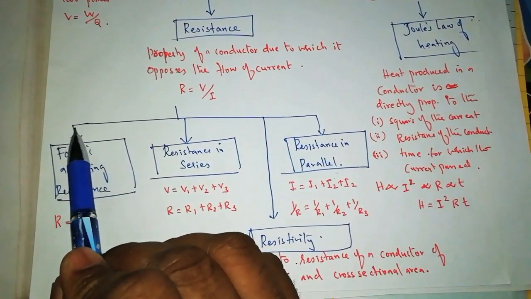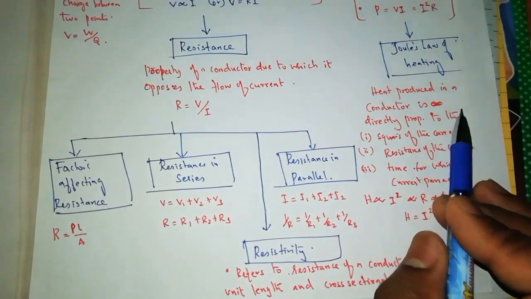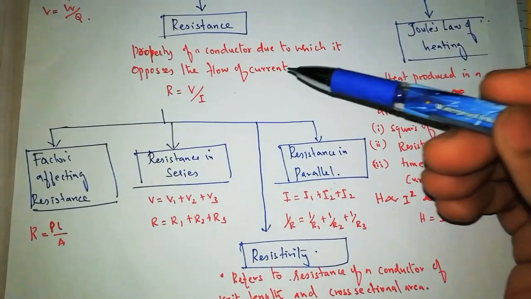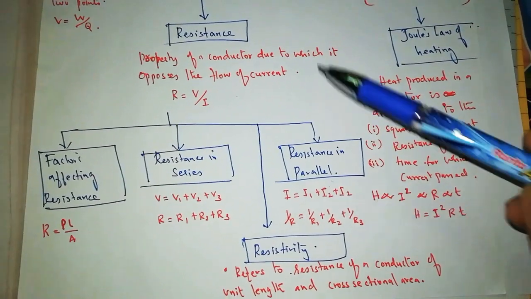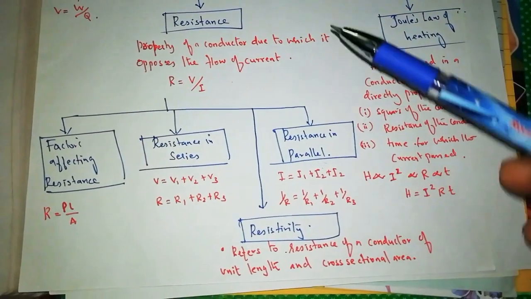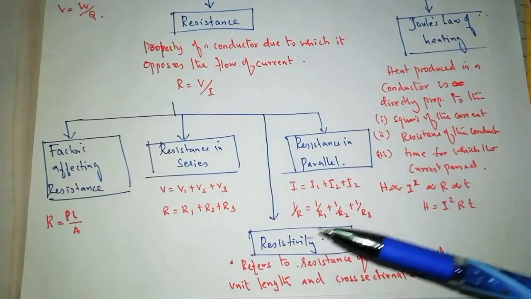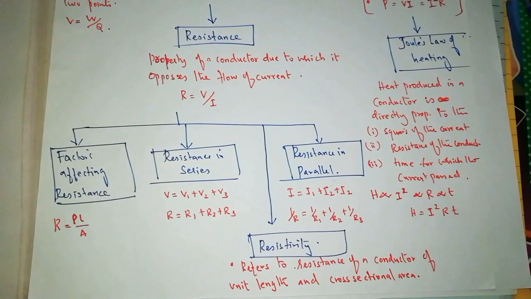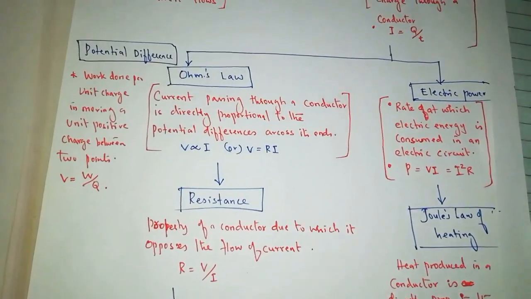Series means you can see like this, one here, and one here. What happens when the resistances are connected in parallel? Parallel means one here, another here, and another here. That means if the current is passing like this, one here, another here, and another here. And then what is resistivity? We are going to find the answers to all these questions in this chapter.